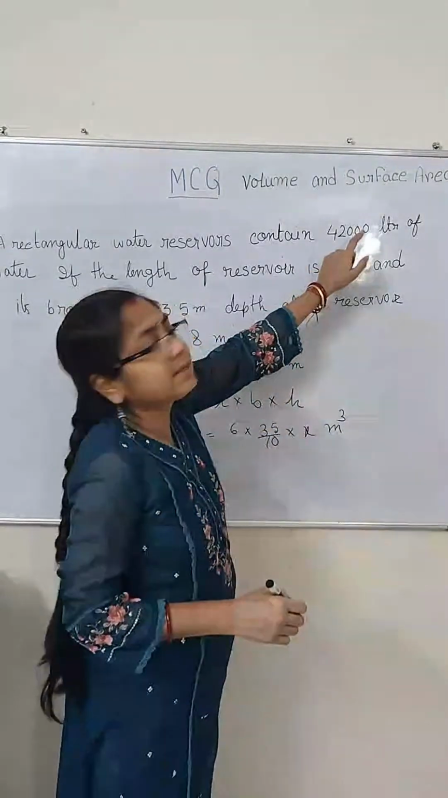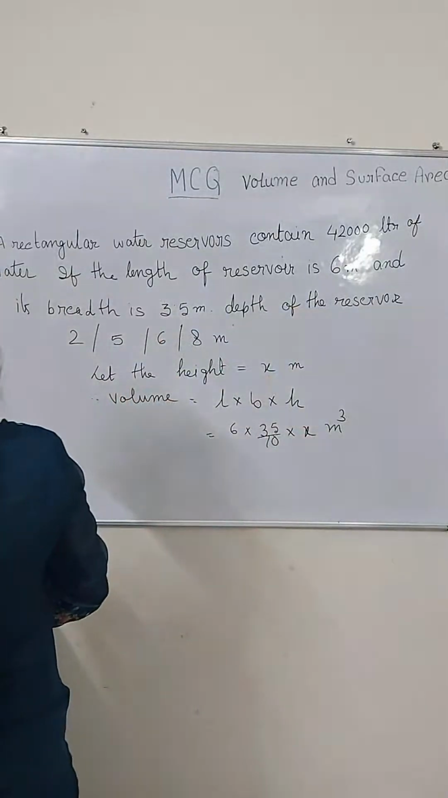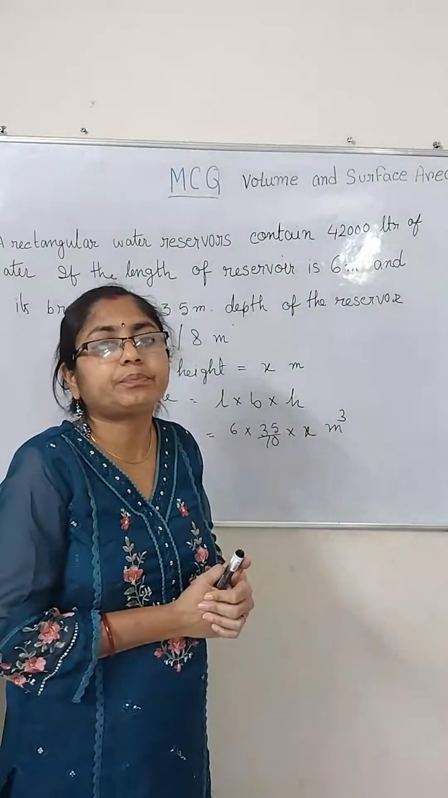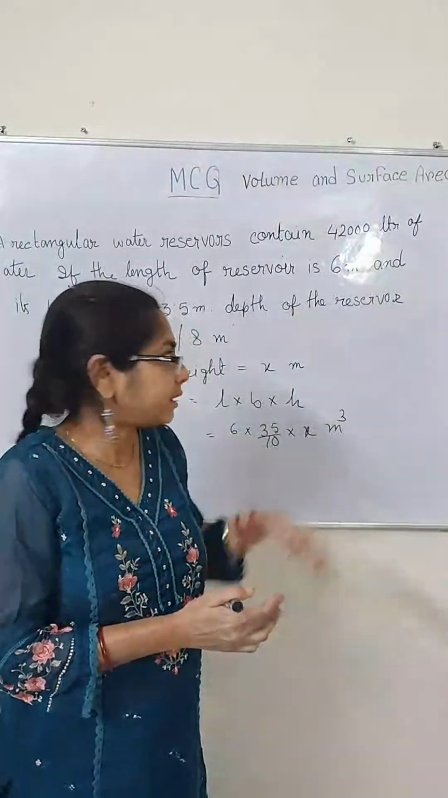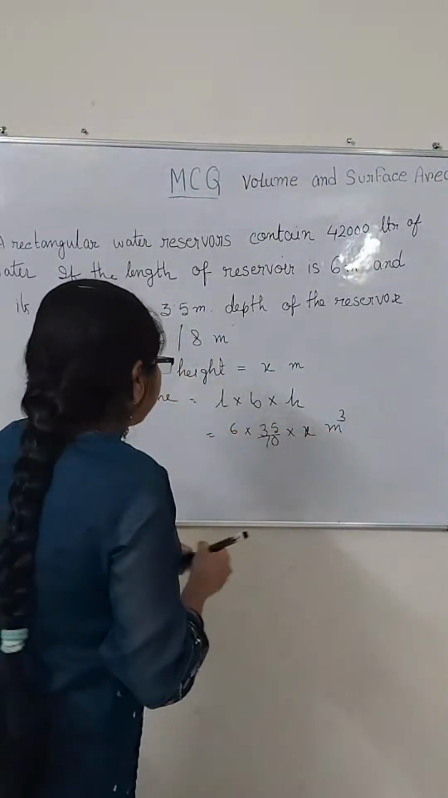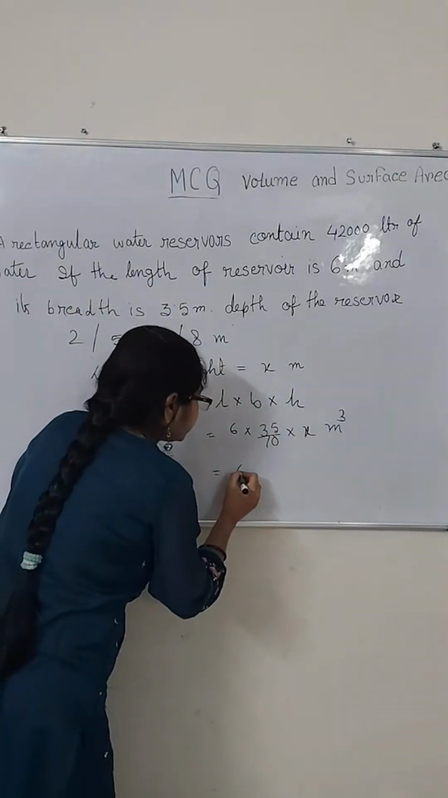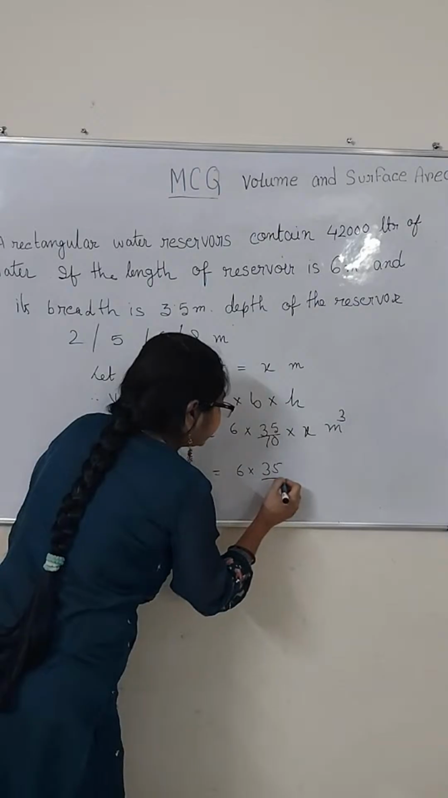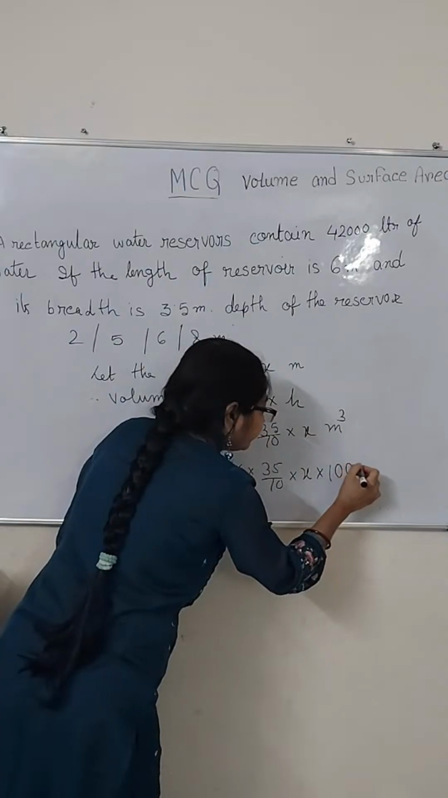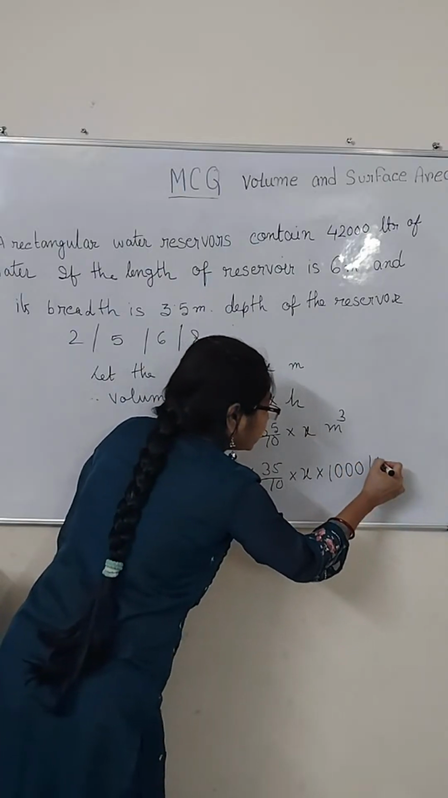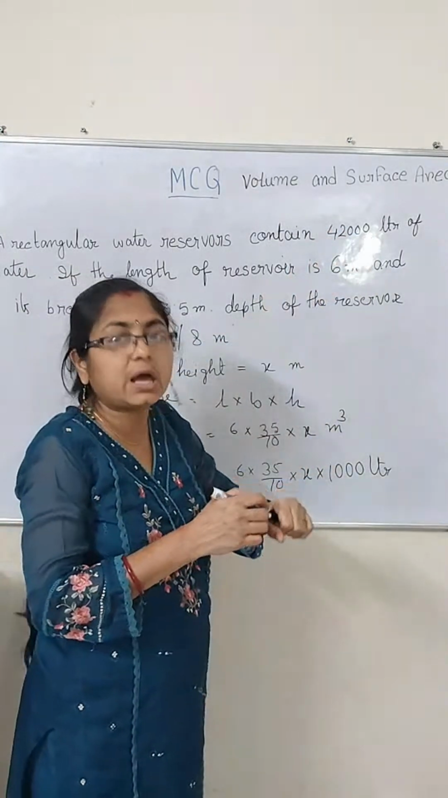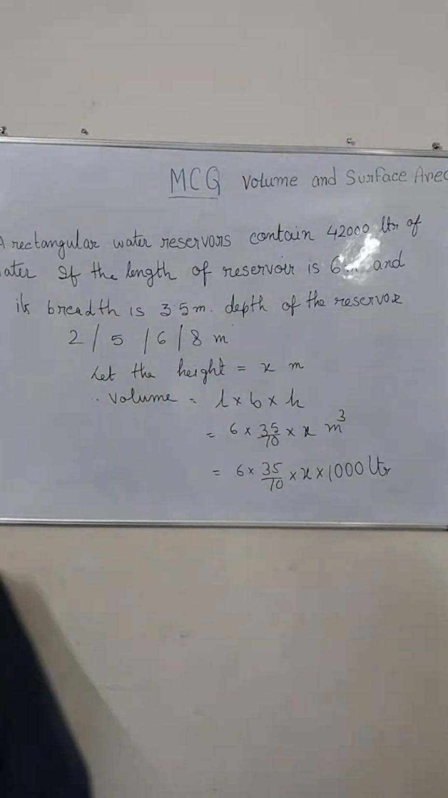But another one is liter. So I convert meter cube into the liter. So what is it? It is multiplied by 1000. It is MCQ, so I am not converting everything step by step. So now I convert it to liter: 6 into 35 by 10 into x into 1000. Now it is also liter, and this one is equal to this liter. Now you find out the value of x. Complete it.